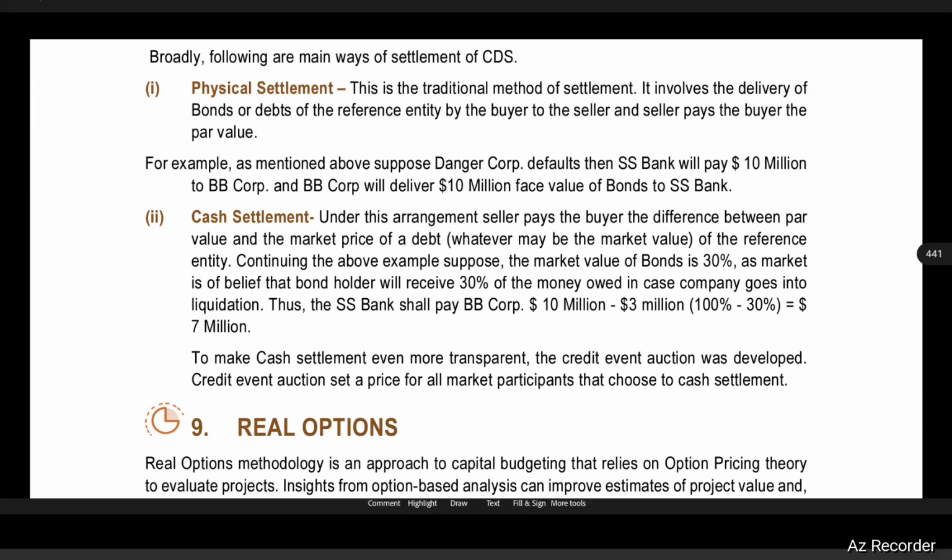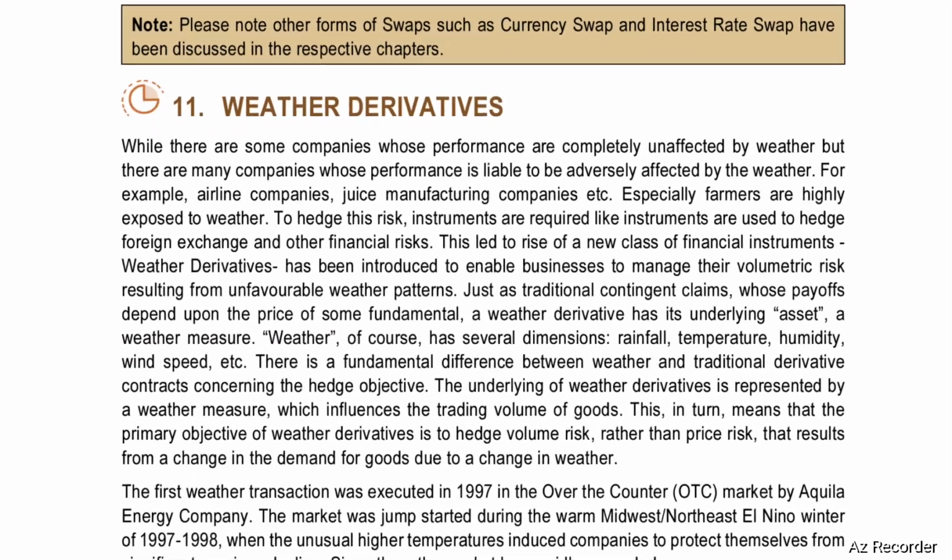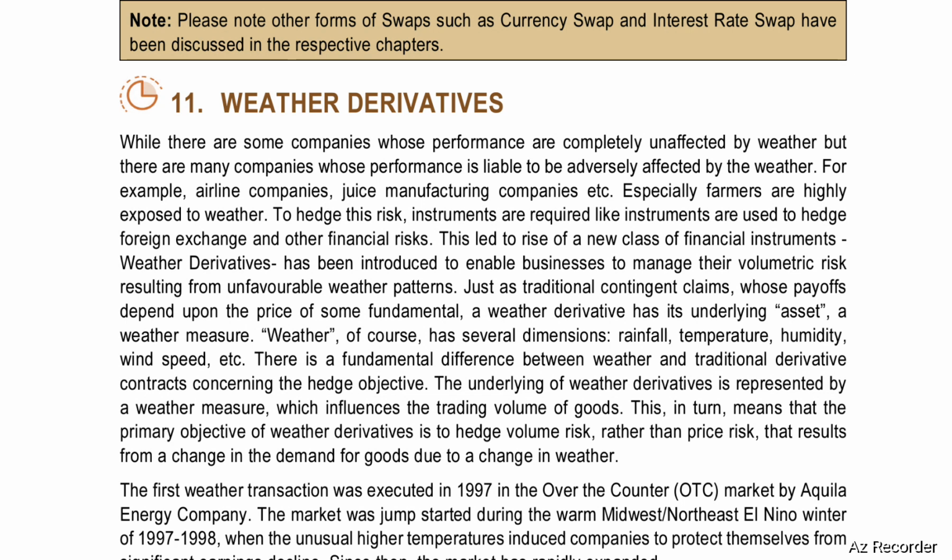Next concept, weather derivatives. While there are some companies whose performance is completely affected by weather, there are many companies whose performance is liable to be adversely affected by the weather. For example, airline companies, juice manufacturing companies, etc. Especially farmers are highly exposed to weather. To hedge this risk, instruments are required, just as instruments are used to hedge foreign exchange and other financial risks.